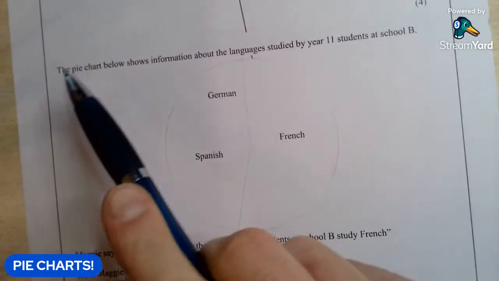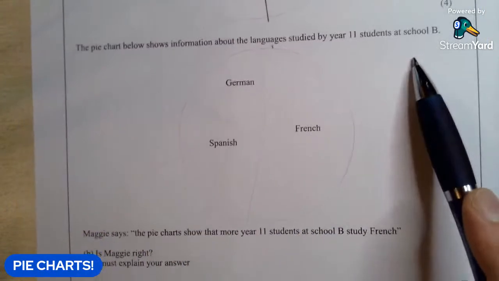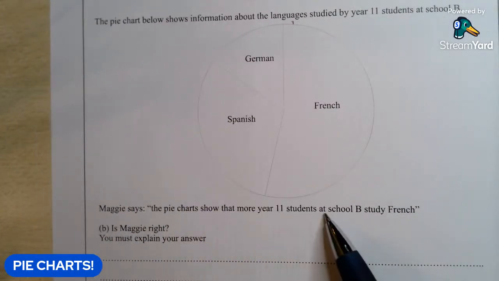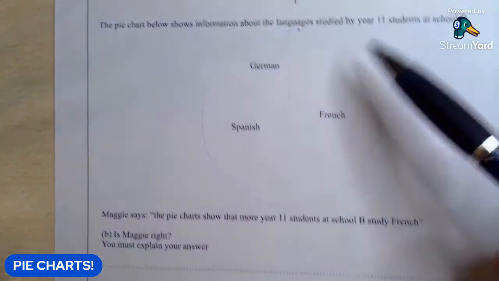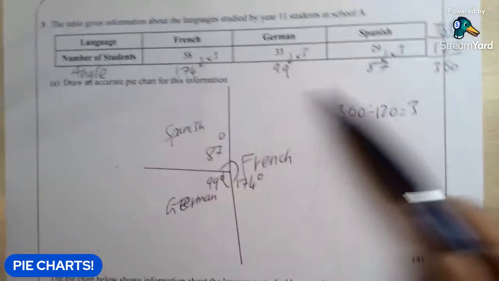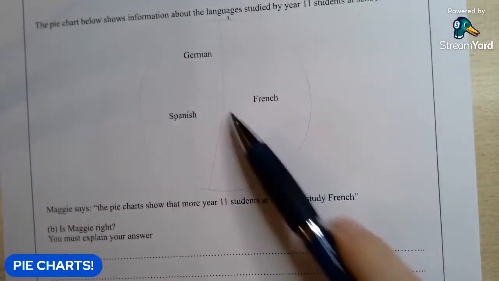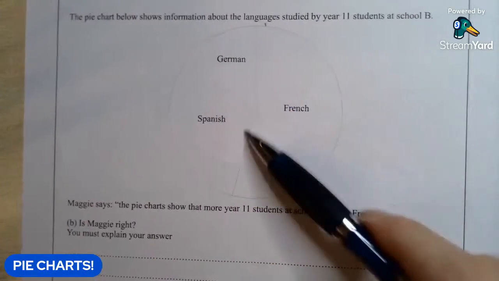Right, now a question about another pie chart. The pie chart below shows information about the languages studied by Year 11 students at School B, a different school. Maggie says the pie chart shows that more Year 11 students at School B study French. Is Maggie right? The issue with this pie chart compared to the one at the top is that the top one has numbers and information, whereas this one down here has no numbers, so we don't actually know. As far as I know, that could represent 10 people.